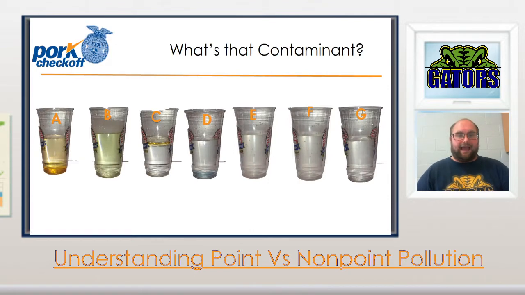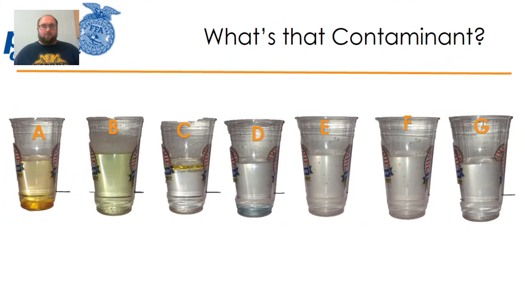All right, so we have 7 cups, A through G. And in these 7 cups, there are some that are clearly contaminated. Well, here's the thing. 6 out of these 7 have a legitimate contamination to it. Okay? So, here's what I'm going to do. I'm going to zoom the screen in a little bit more, and Mr. Davenport is going to disappear.